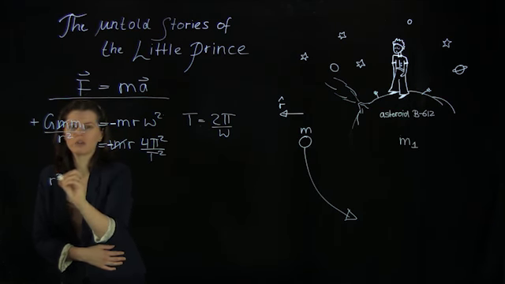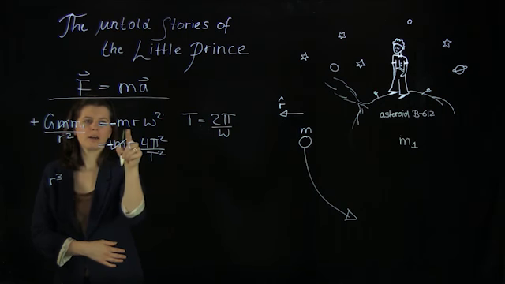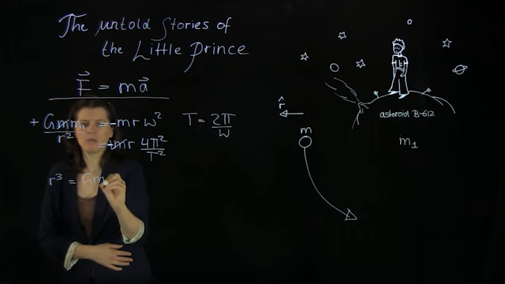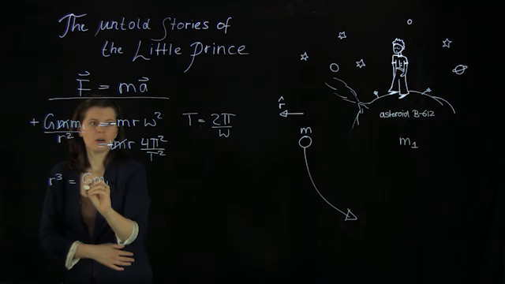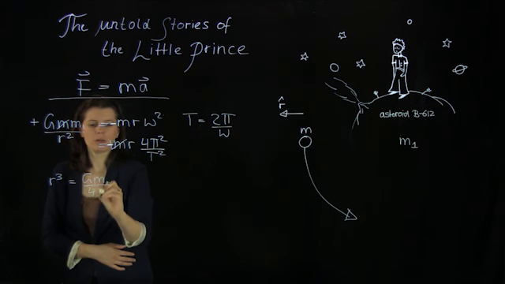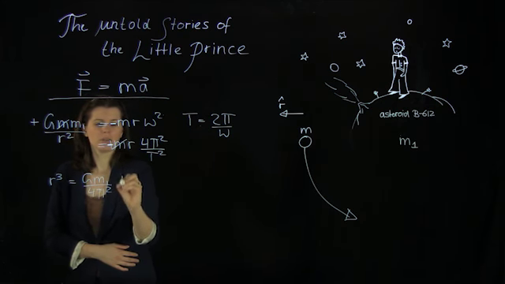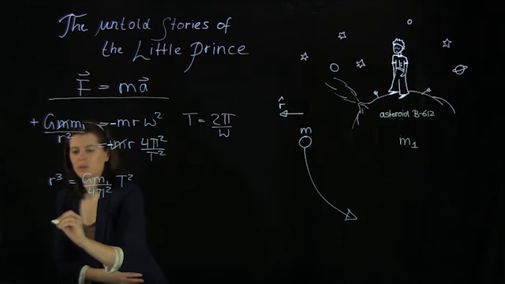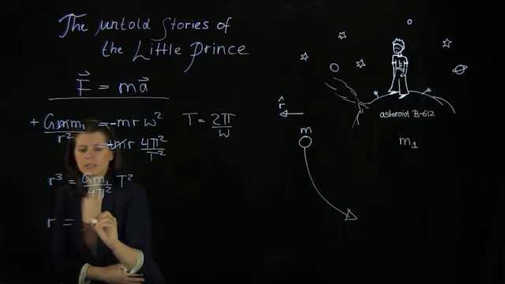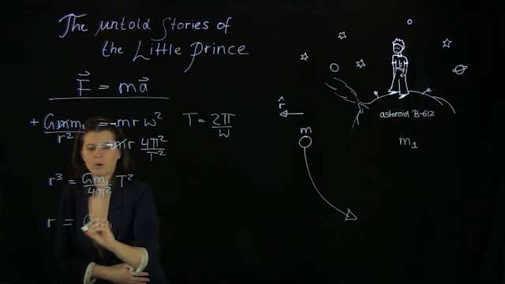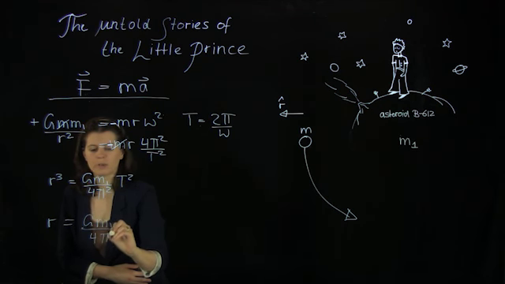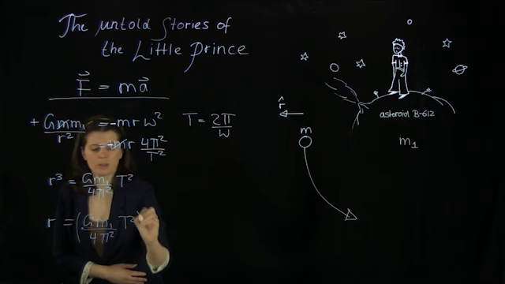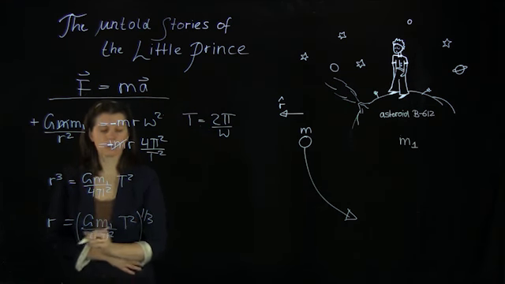So we get r cubed, actually, equals G m1 over 4 pi squared, times T squared. And we can also just write that as G m1 T squared over 4 pi squared, and then we have the third root.